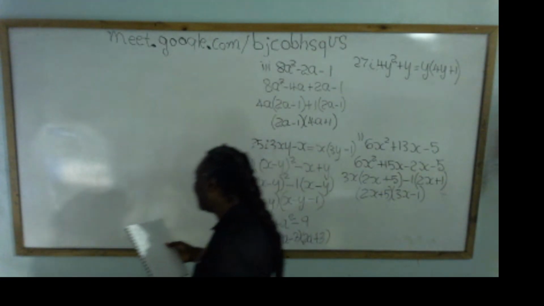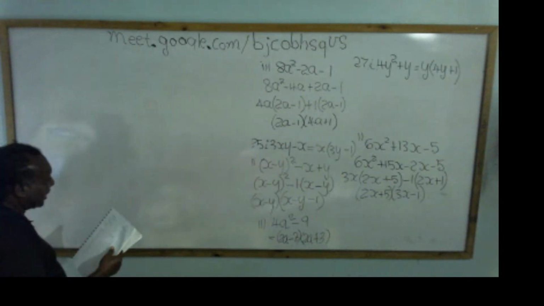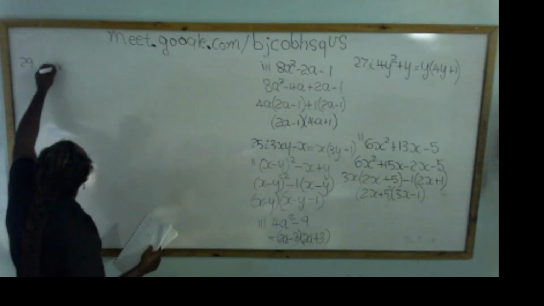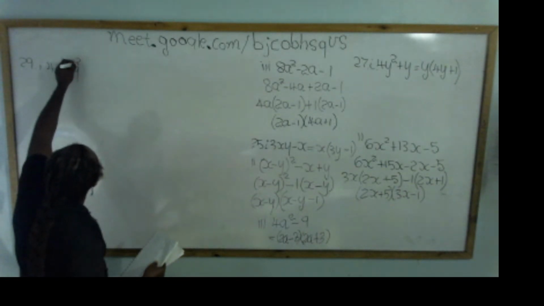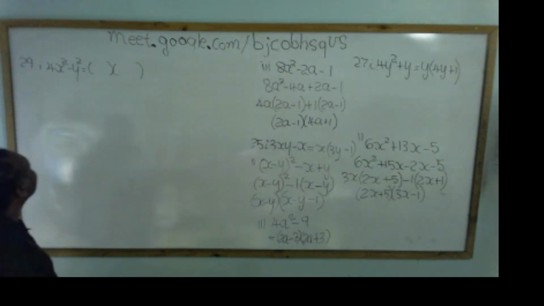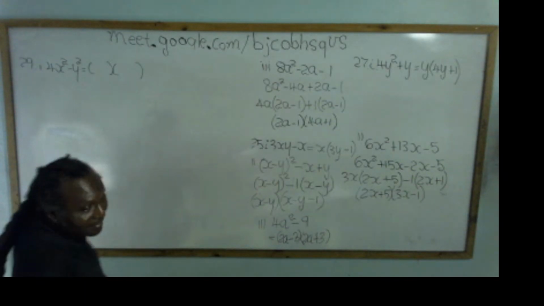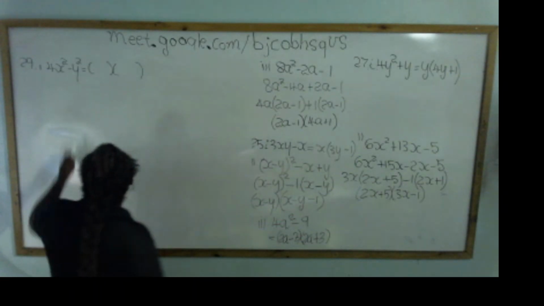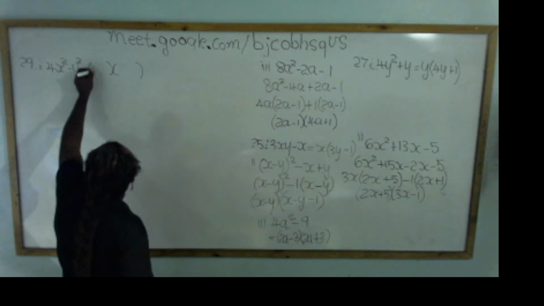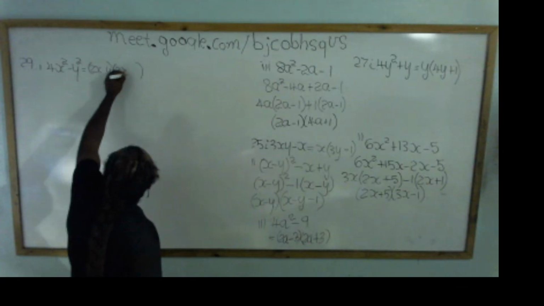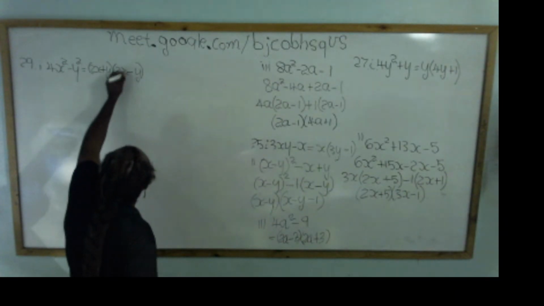Number 29 now. Roman 1. 4x squared minus y squared, which you identify as a difference of 2 squares. Let's go. What do we square to give 4x squared? 2x. What do we square to give y squared? Y. So it's 2x plus y and 2x minus y, a plus and a minus.